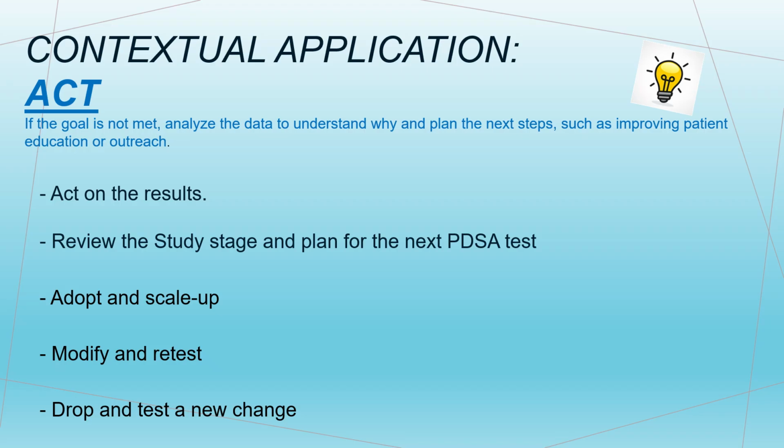Based on the results, we can choose 3 ways moving forward in the acting phase. We can adopt and scale up. When goals are achieved as we planned, we can scale up the test and roll it out across the whole ward, department, hospital, or district. At this stage, it's also important to consider plans to sustain the effort we have made or make even further improvements. We can change and retest.